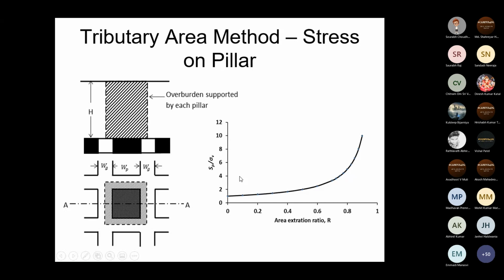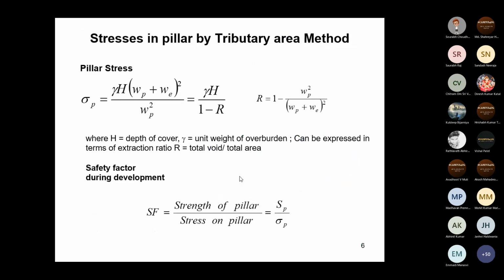SP is equal to nu by 1 minus nu. So we can write the pillar stresses like this. Sigma P is equal to gamma H (WP plus WG). Can anybody tell me how we can find out the stress on the pillar? Anybody?